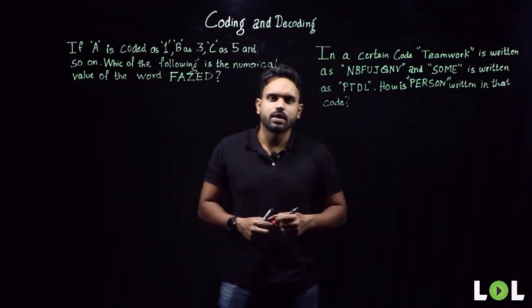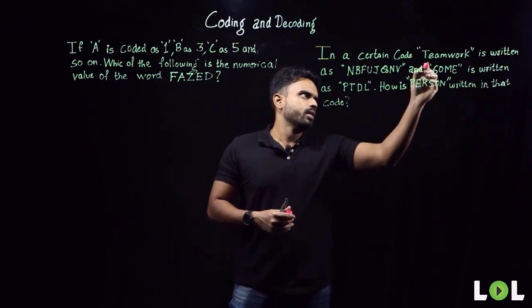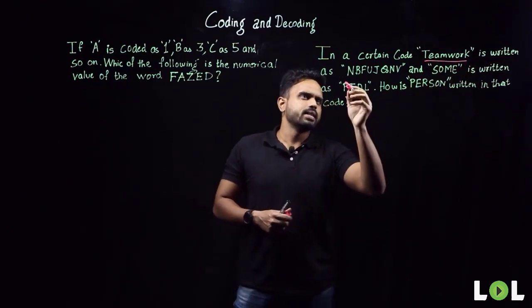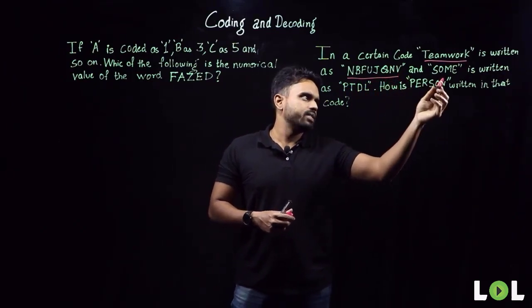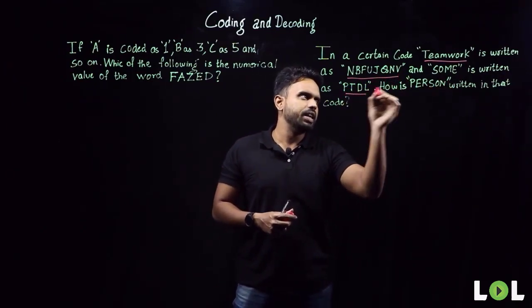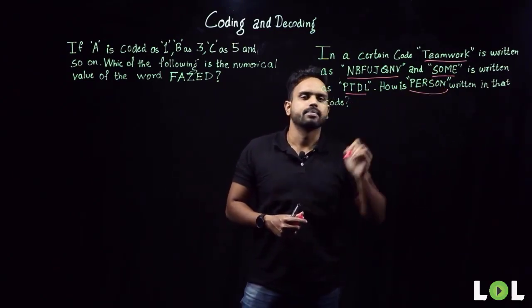So let's start with our first question. What does our first question say? It says, in a certain code, teamwork is written as NF, NBF, UJ, Q, NV. And sum is written as PTDL. How will person be written?